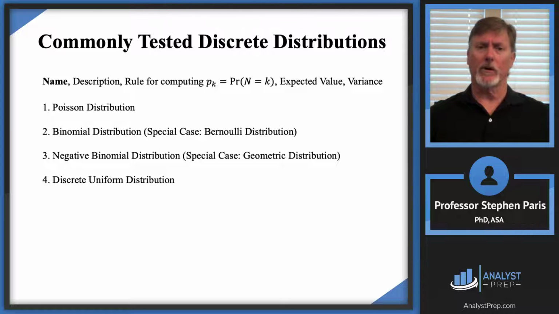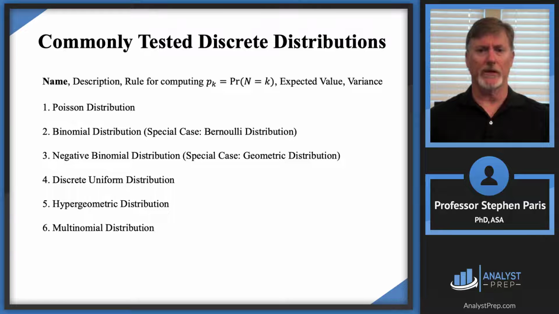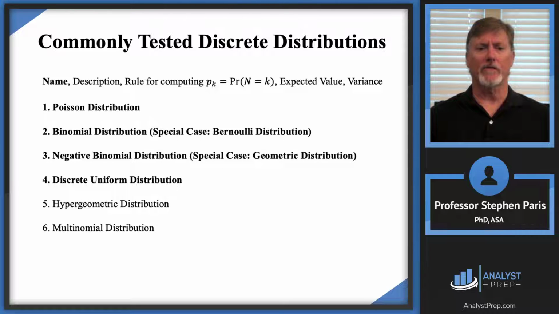In this video, we're only talking about the commonly tested discrete distributions, and these are all listed in the syllabus for Exam P. There's something called the hypergeometric distribution that we'll talk about, and another, the multinomial distribution. Now, the first four of these distributions that I put in bold are very commonly tested. You'll probably see a problem on your exam for each one of these distributions.